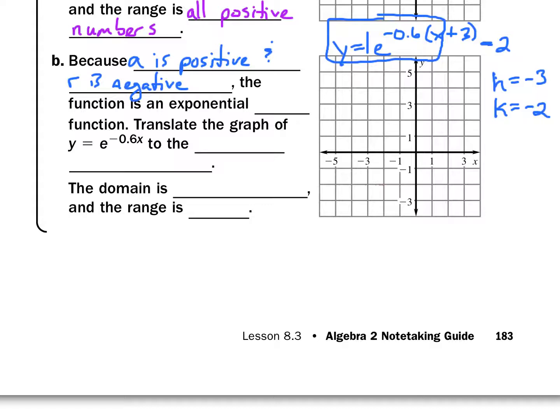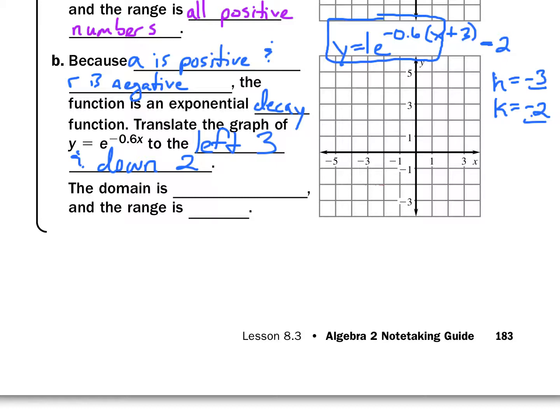Okay, that means that the function is exponential decay. So I translate the function of y equals e to the negative 0.6x to the left 3 and down 2, because my h is negative 3, so that's a left 3 shift, a horizontal shift of negative 3, and down 2, because my k is negative 2. I'm going to go in the vertical direction, negative 2 units.